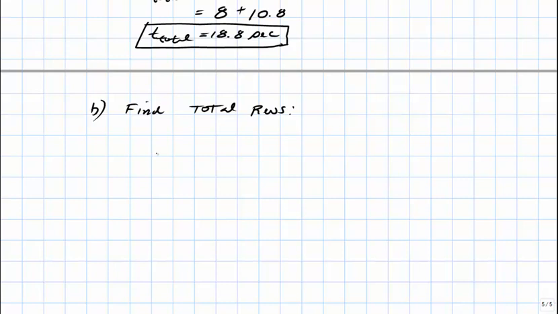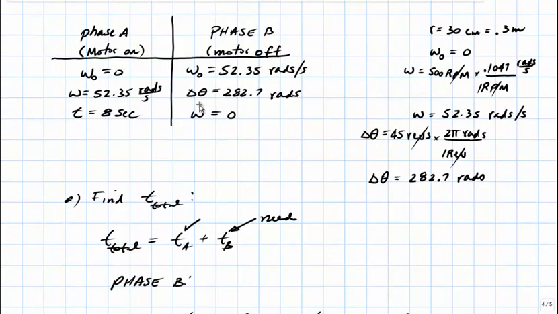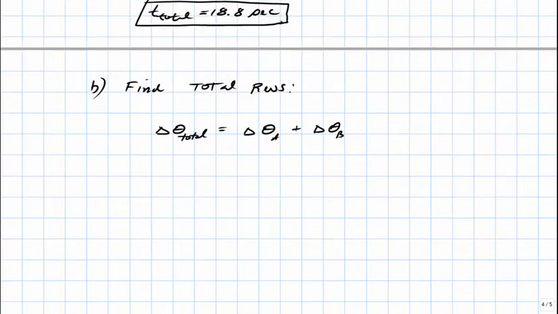Now, angular displacement is represented by delta theta. And we can note that delta theta total equals the amount of angular displacement in phase A plus the amount of angular displacement in phase B. Now let's take a look at our chart. As you can see, delta theta in phase B is already known, so we could place a check mark on top of delta theta B. However, we will need to find the angular displacement in phase A.